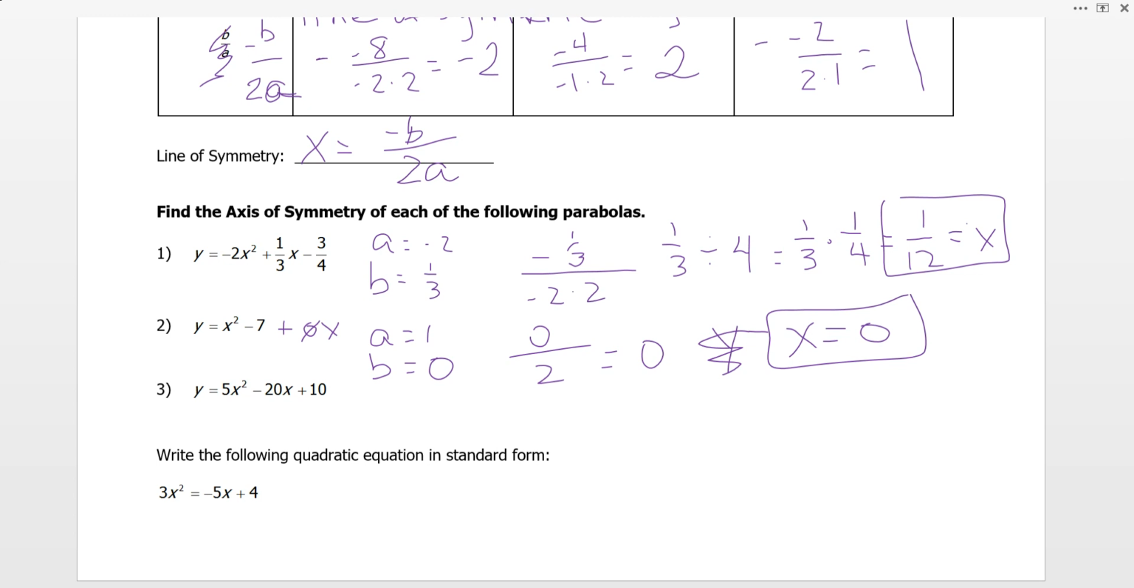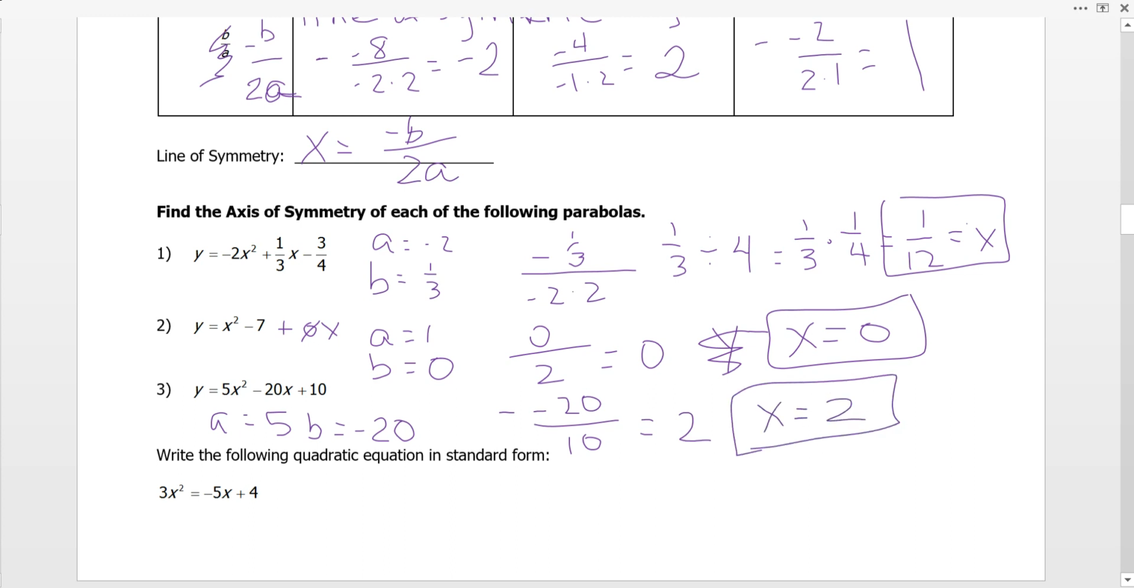Last one, okay, a equals 5, b equals -20. So we have -20 over 5 times 2, which is 10. My negatives cancel out. 20 divided by 10 is 2. So we have x equals 2.